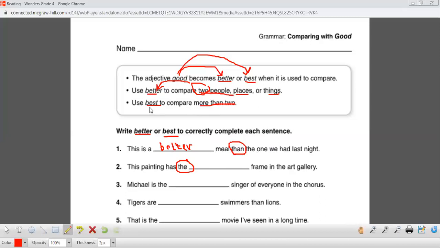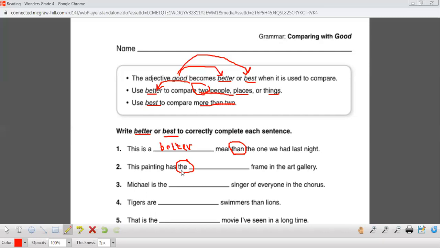If I'm comparing three students, for example, I say Ali is the best student in the group. So I have a group of more than two options, and Ali is the best one of them. But if I'm comparing two students, I say, for example, Ali is better than Rami in math. So I'm comparing Ali and Rami. In this case, I will be using than.